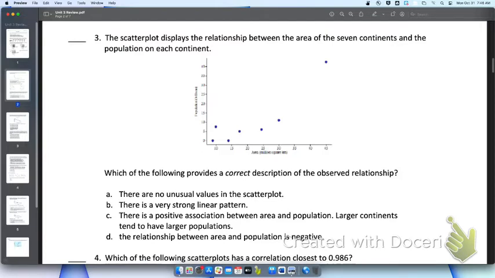Okay, cool. Do you see a very strong linear pattern? No. Not really. Do you see a positive association between area and population? Yes. Larger continents tend to have larger populations. Okay, that one's looking pretty good. Do you see a relationship between area and population that's negative? No. All right, so what's the answer? It's C. Any questions on that one? Perfect. Let's look at the next one.